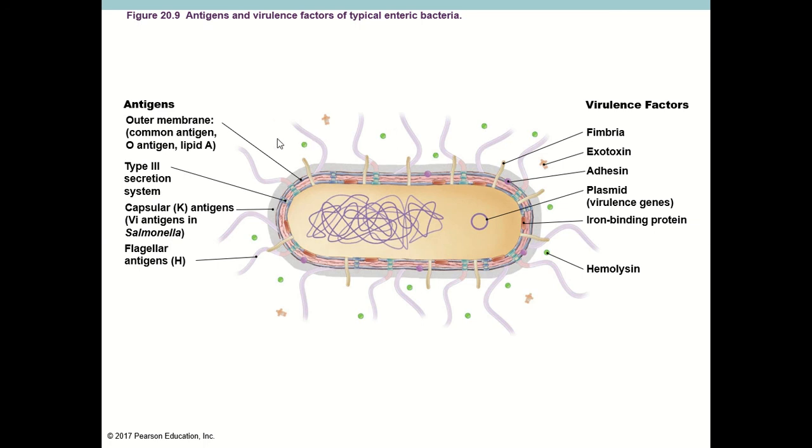One of the most important ones is lipid A, the endotoxin that I described in the beginning. There's a type 3 secretion system as well, which allows the bacterium to secrete substances from the inside.